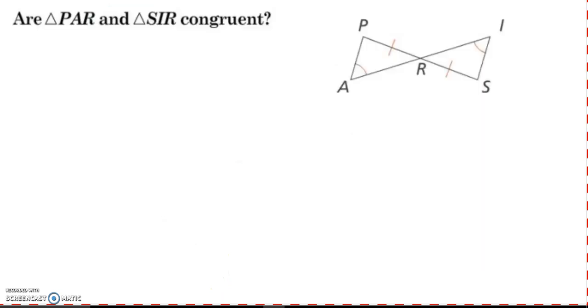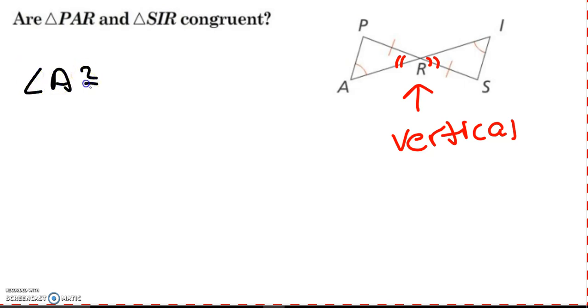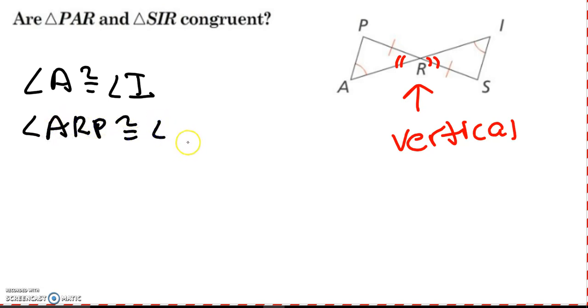So the best way to do this is just to practice. Can I tell that these two triangles are congruent to each other? Well, I know these angles are congruent to each other because they're vertical. So, does angle, angle, side work? So angle A is congruent to angle I. Angle ARP is congruent to angle IRS.